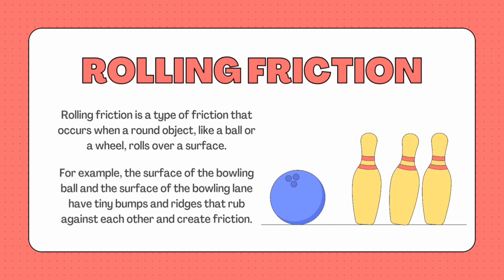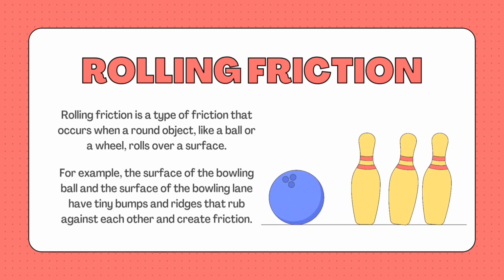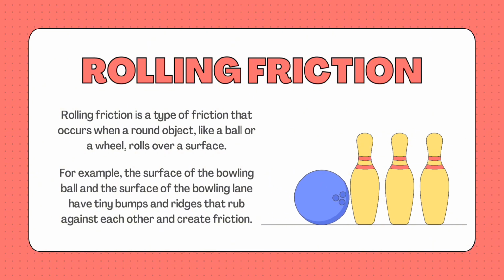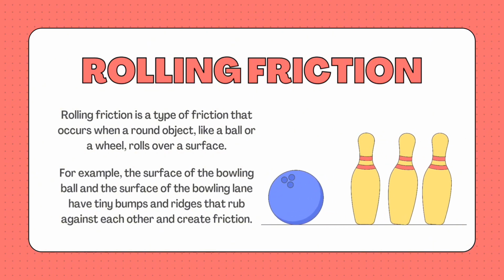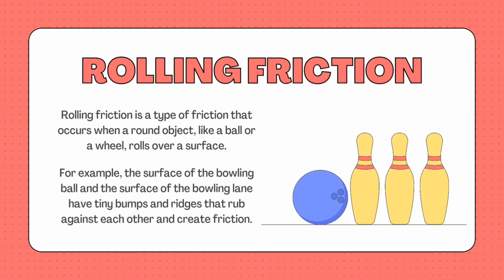Now let's roll into the next one, literally rolling friction. Rolling friction occurs when a round object rolls over a surface, like a ball or a wheel. For example, when a bowling ball rolls on a bowling lane. Even though it looks smooth, both surfaces have tiny bumps that rub against each other and create friction. Rolling friction is less than sliding friction, which is why we use wheels. Imagine dragging a suitcase without wheels. Nightmare. Wheels make life easier.